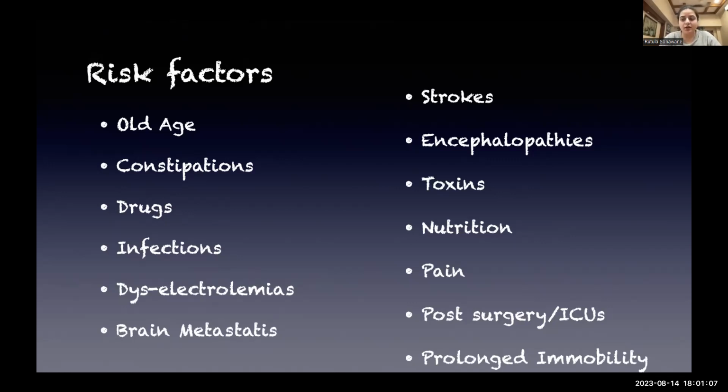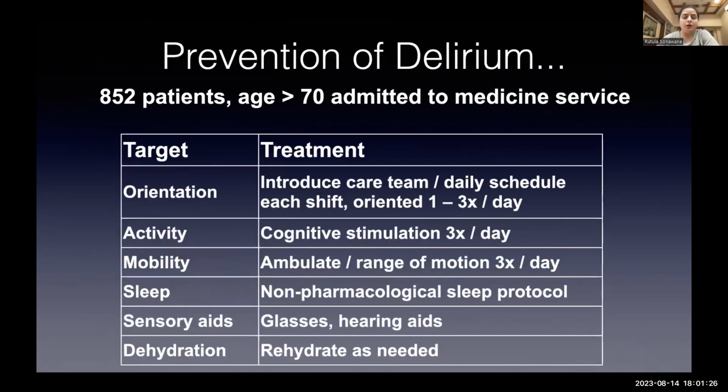Post-surgery or ICU stay, the patients are at high risk of landing up with delirium, especially if they have any other risk factors associated with it. And prolonged immobility would also sometimes lead to delirium. So basically what they said was that prevention, as for every other pathology as well, prevention of delirium is always better than managing delirium.